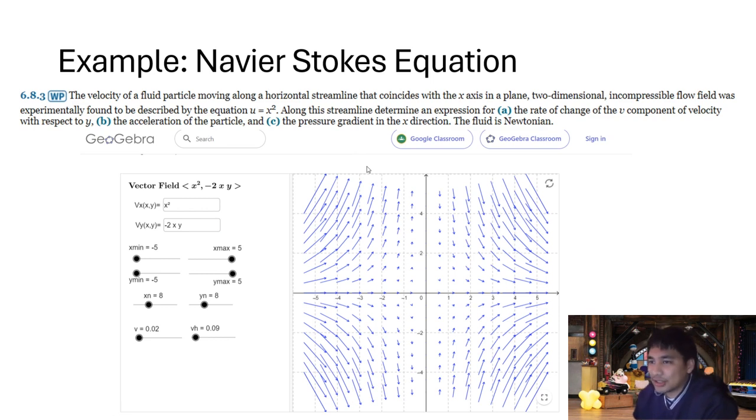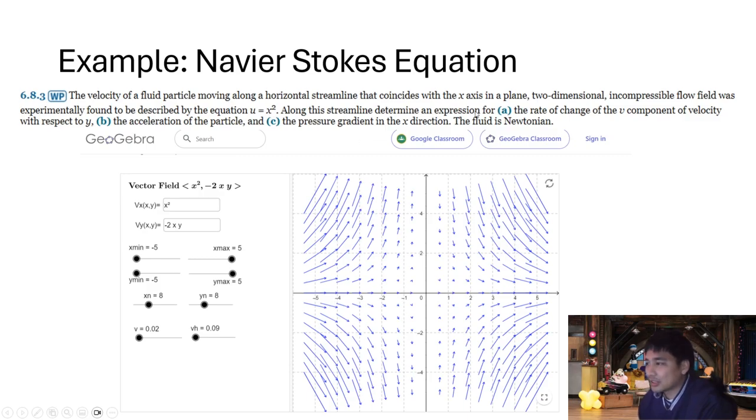So the Navier-Stokes equation example, right? The velocity of a fluid particle is moving along a horizontal streamline that coincides with the x-axis in a plane. Its two-dimensional, incompressible flow field was experimentally found to be described by the equation u equals x squared. So this u, as we've been seeing, is your velocity in the x direction with the function x squared.